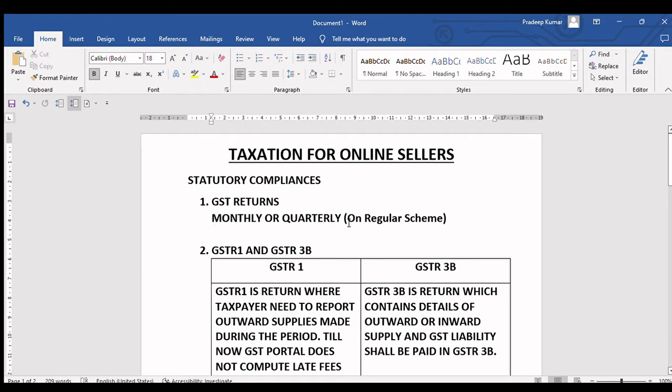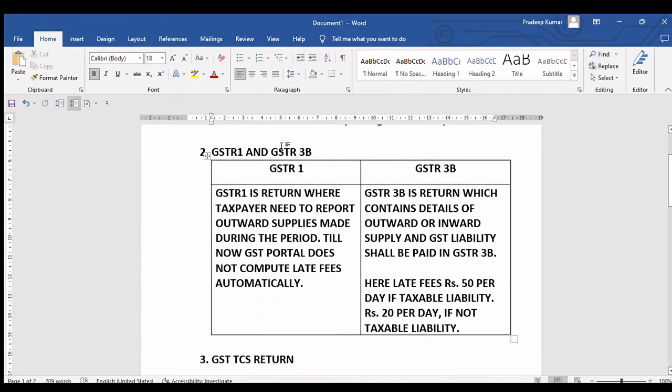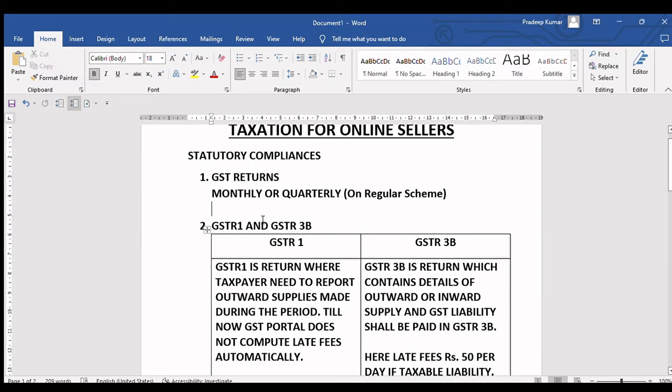In GST there are two types of scheme: the regular scheme and the composition scheme. The composition scheme is different from the regular scheme, but as we are online sellers, we will choose the regular scheme. So what returns need to be filed in GST on a monthly and quarterly basis?